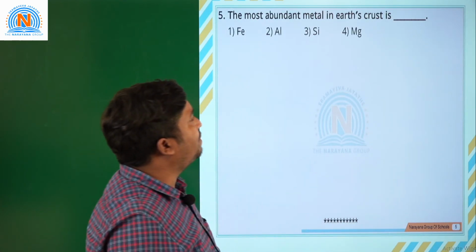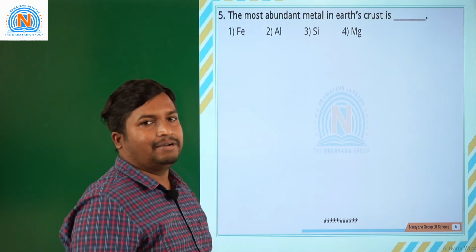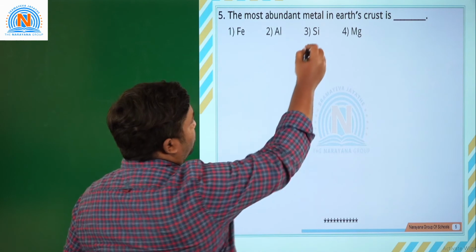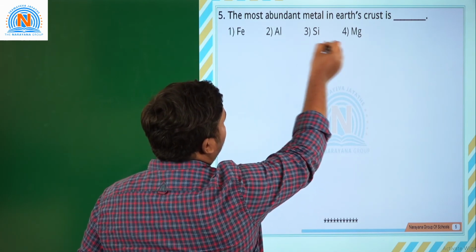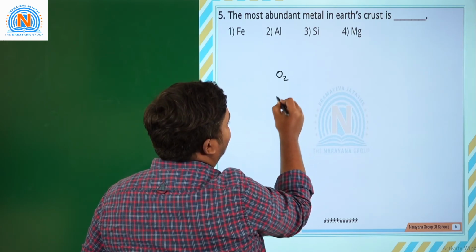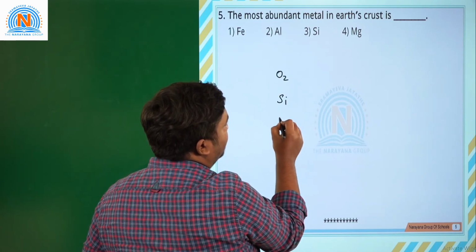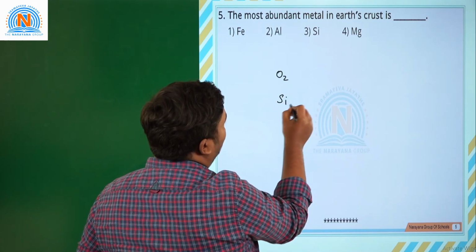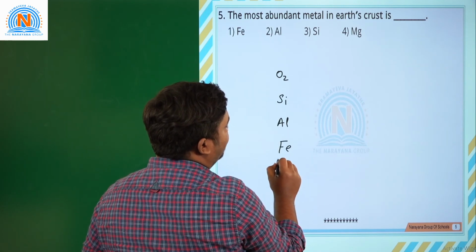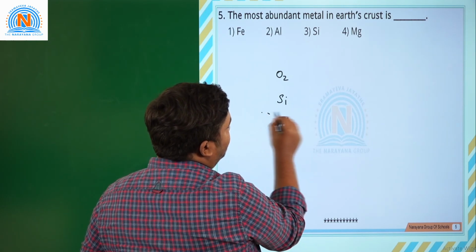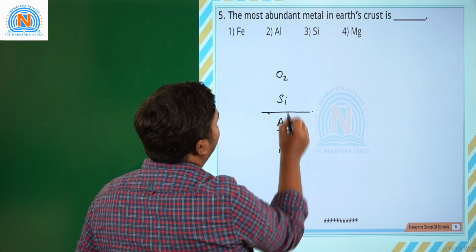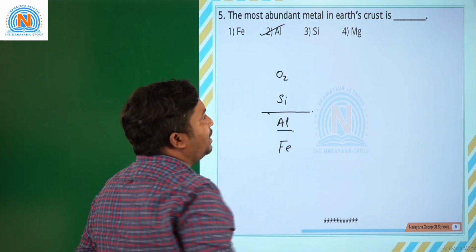The most abundant metal in the earth's crust. This is a direct question. The order is like this. First you have oxygen, which is a non-metal, then you have silicon, which is a metalloid, then you have aluminium, and after that you have iron. So the metals start after aluminium. So the most abundant metal would be aluminium, then after that it will be iron.